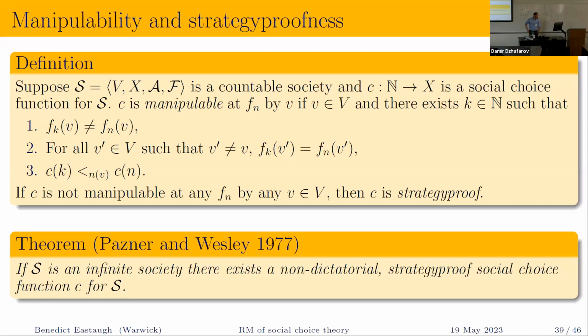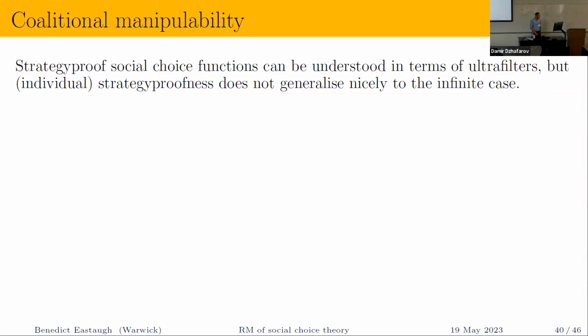And then, in '77, Hansson and Wesley proved that if you have an infinite society, basically by the same kind of proof as Fishburn, then there's a non-dictatorial strategy proof social choice function for the society. Strategy proof social choice functions in the finite case can be given this kind of ultrafilter analysis. So it all works out just like in the Kirman-Sondermann theorem, really as you would expect. But this doesn't generalize nicely to the infinite case.